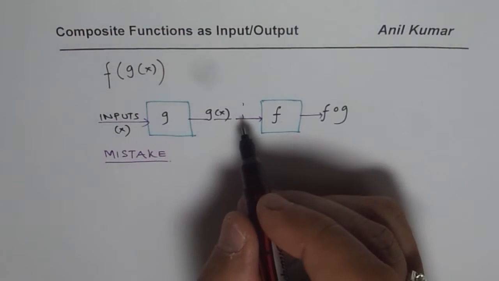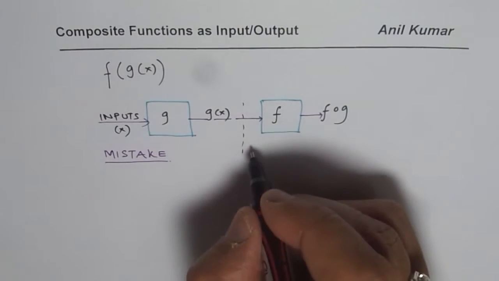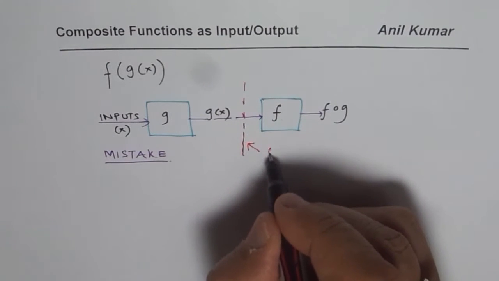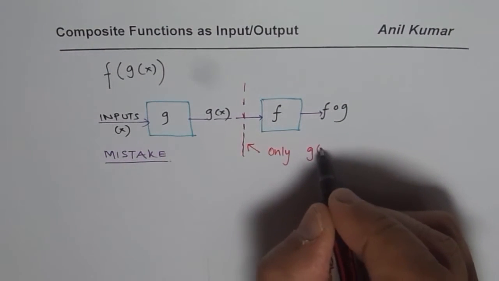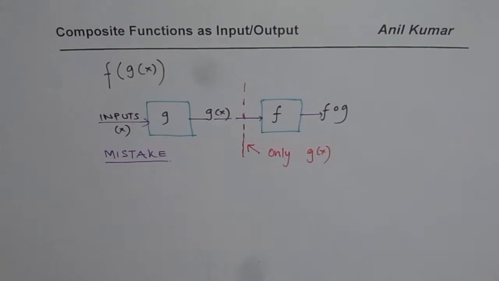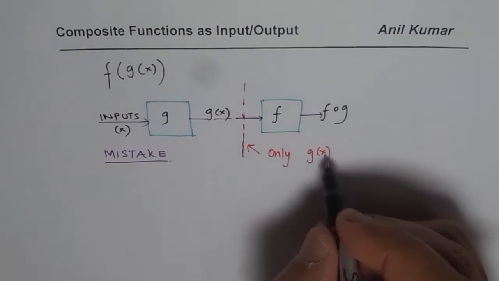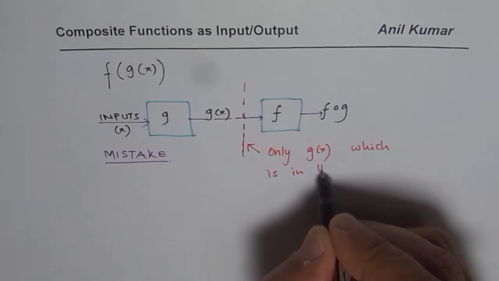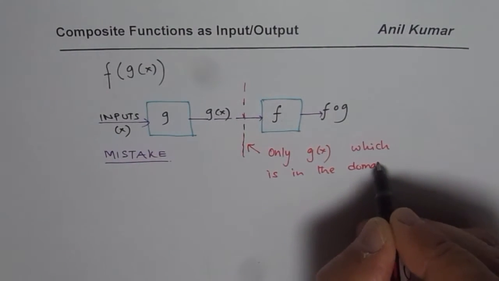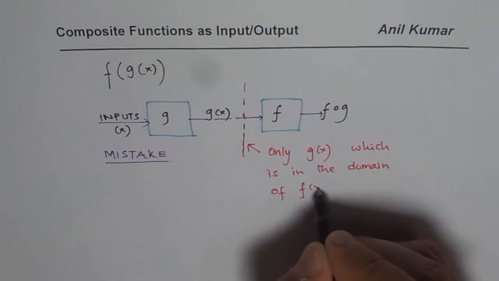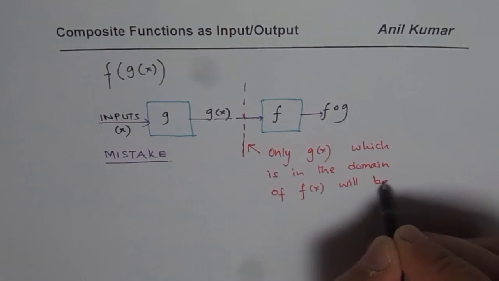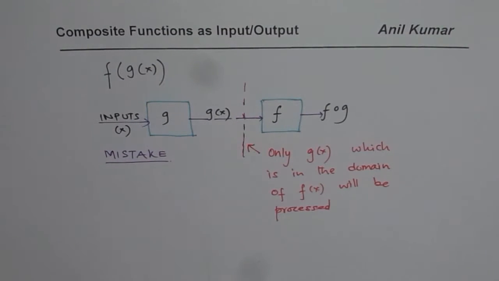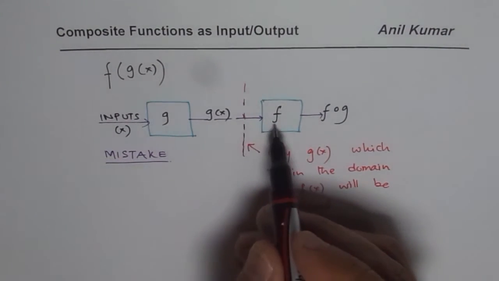So the restriction here is that we have a kind of filter. From here, only those g of x which can be processed by f, that means only g of x which is in the domain of f of x, will be processed. Do you understand? Not all. So there is a kind of filter. So there could be some outputs which cannot be processed.